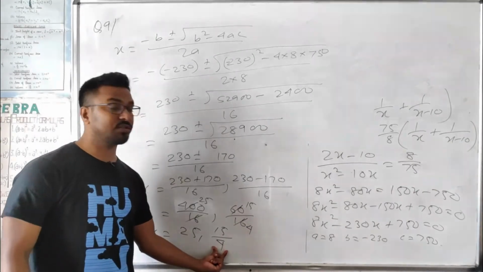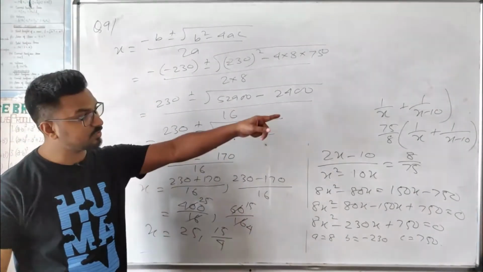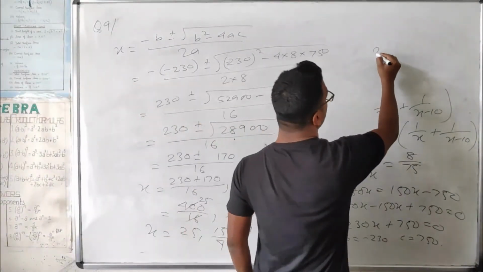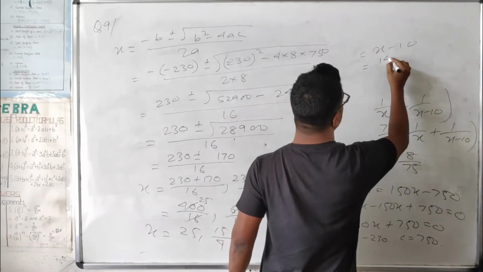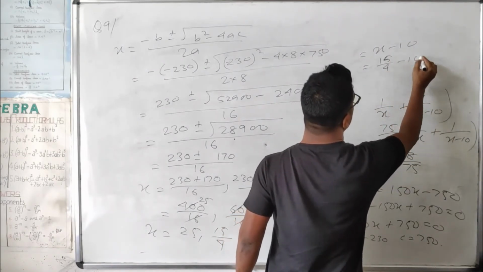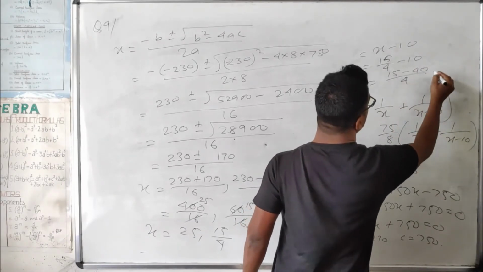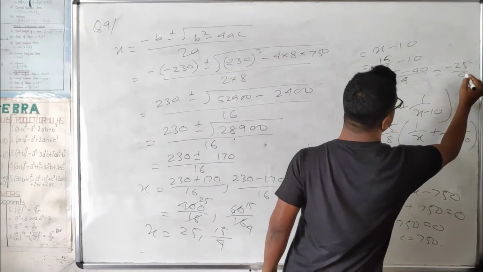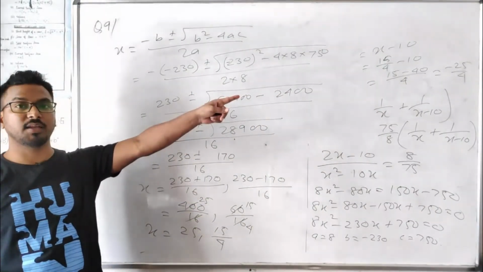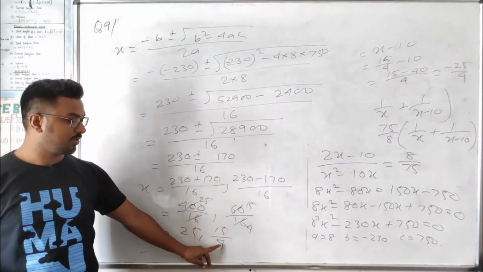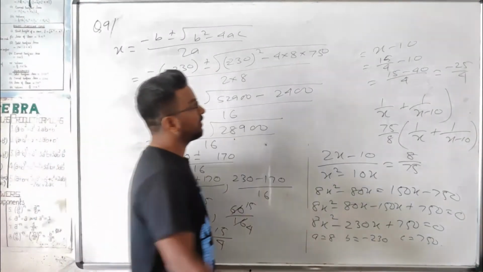We cannot take this one, because in the second case, the larger tape takes x minus 10. So if you take the value of x as 15 by 4 minus 10, it will become how much? 15 minus 40 divided by 4, so this will become minus 25 by 4. So the time taken by the larger tape cannot be negative, right? So we will not accept this one, so we will take this one. So the smaller tape will take how many? 25 hours.